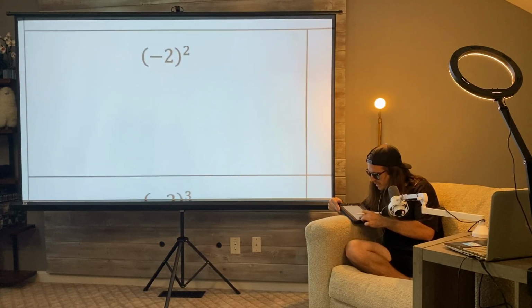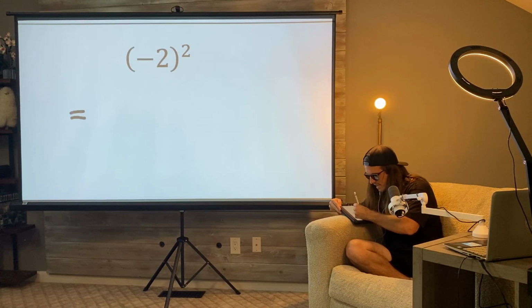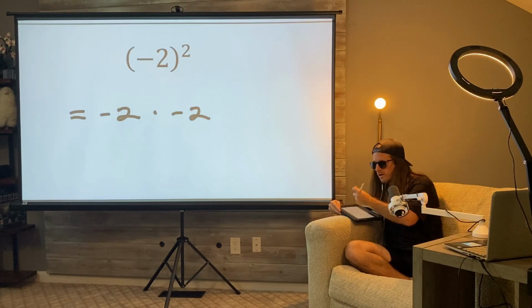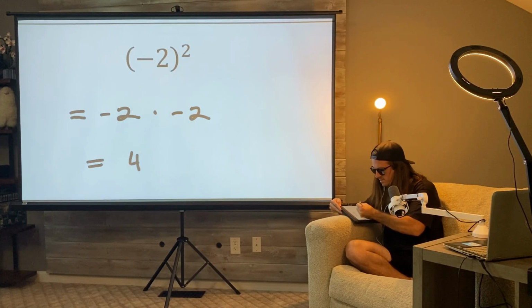Starting with the first one, we have negative 2 with parentheses squared. This is the same thing as negative 2 times negative 2. And the point here is that a negative times a negative is a positive. The answer here is positive 4.